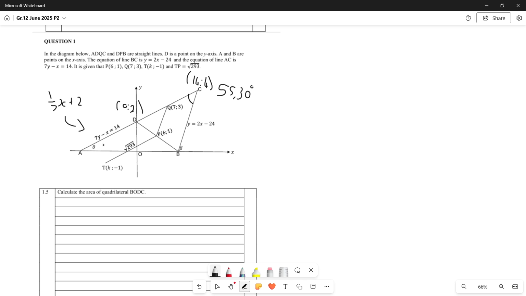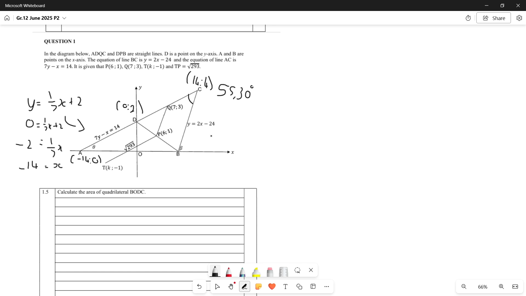So in order to get the coordinate of A, we're going to have to let y equal 0 for this guy. So if we let y equal 0, we have 0 equals 1 over 7x plus 2. We take the 2 over, we have minus 2 equals 1 over 7x, and then we can times this up, which means we end up with negative 14. And that is the value of x over here, which means this value over here is negative 14 and 0.